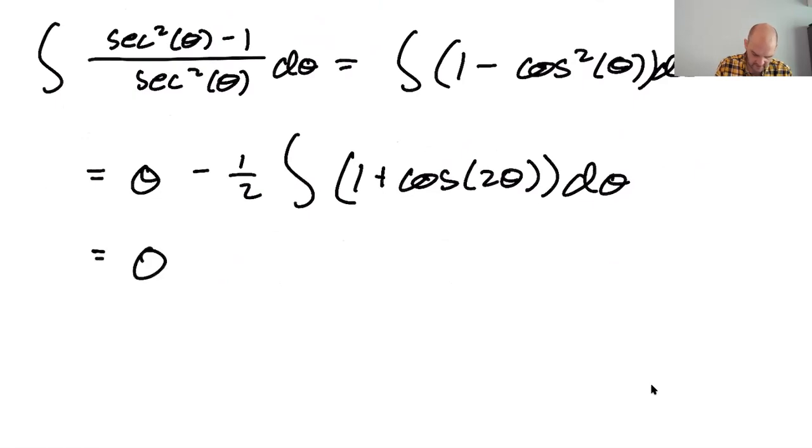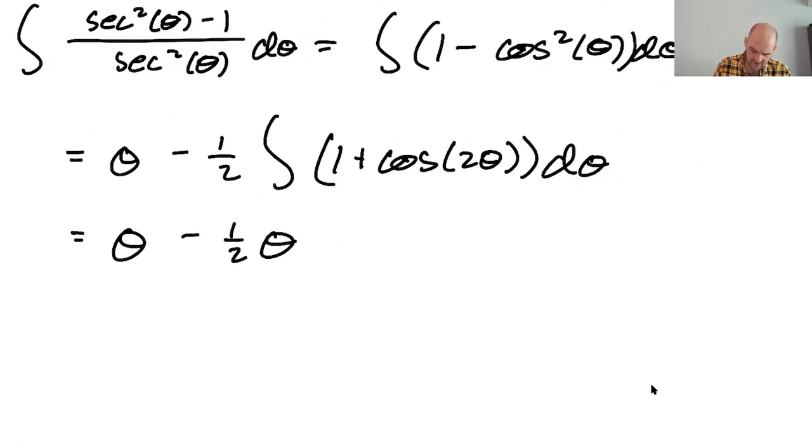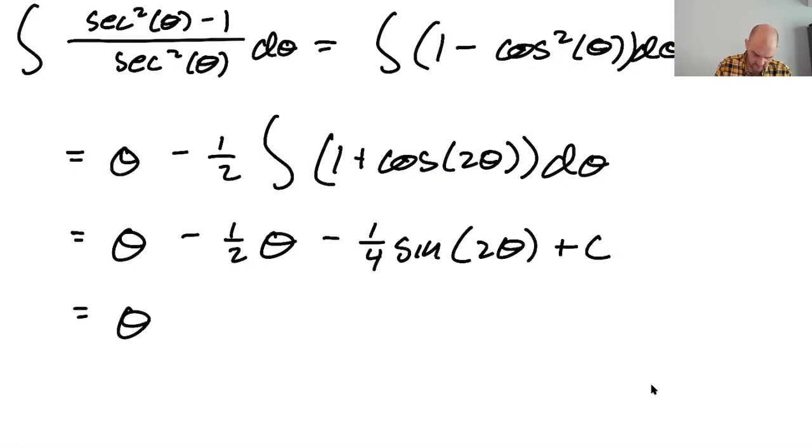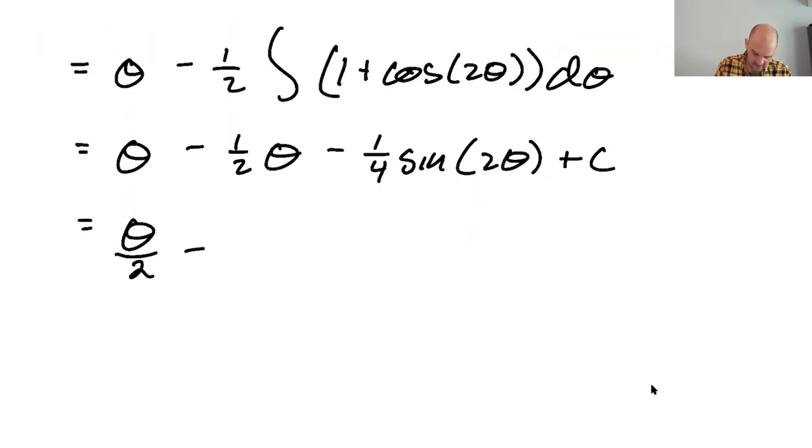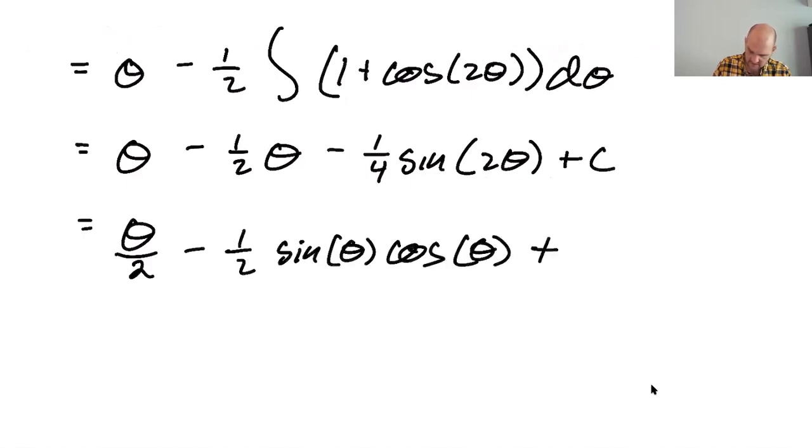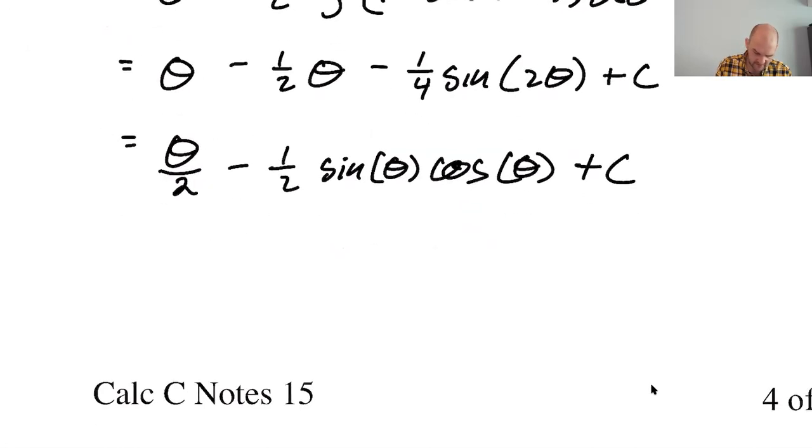So this will be theta minus 1/2 theta. That's interesting. And then it's like, was there a way we could have avoided that? Like maybe not. Minus 1/4 the sine of 2 theta plus c. But then sine of 2 theta. So this is actually just theta over 2. Sine of 2 theta is 2 sine theta cosine theta. So this will be minus 1/2 sine theta cosine theta. This seems better.